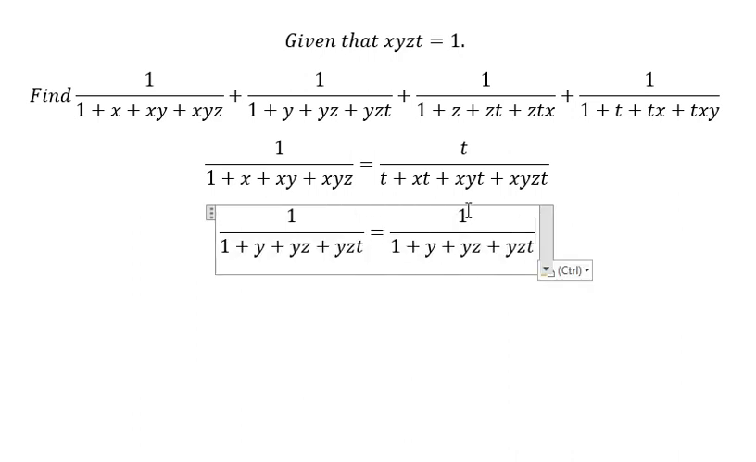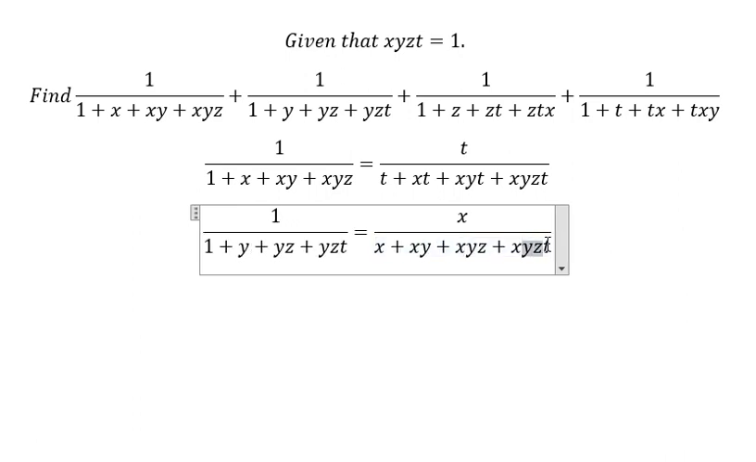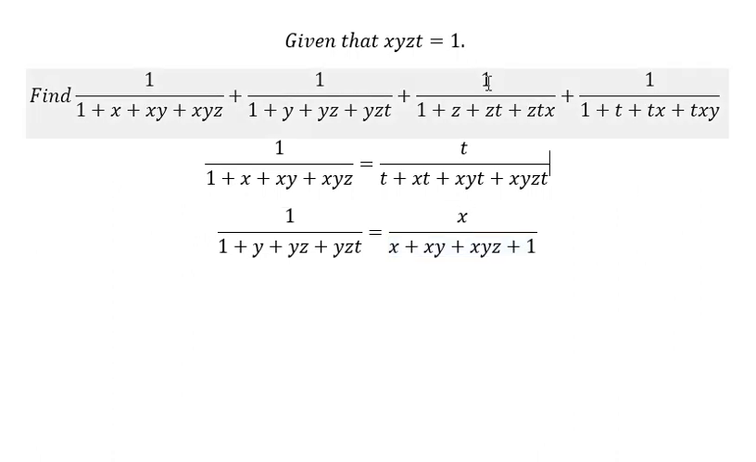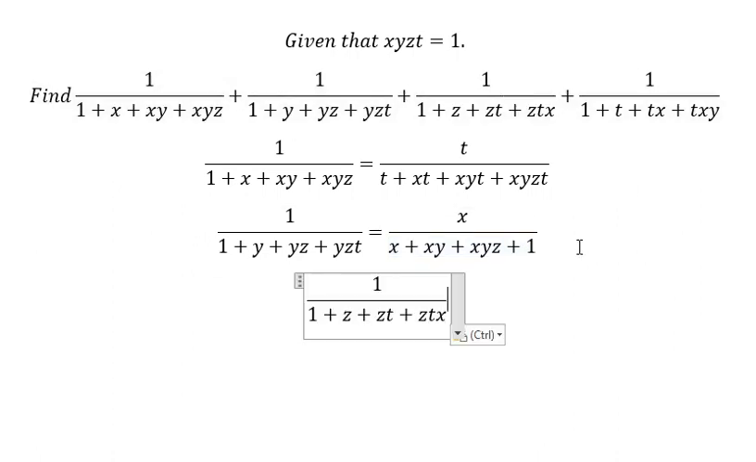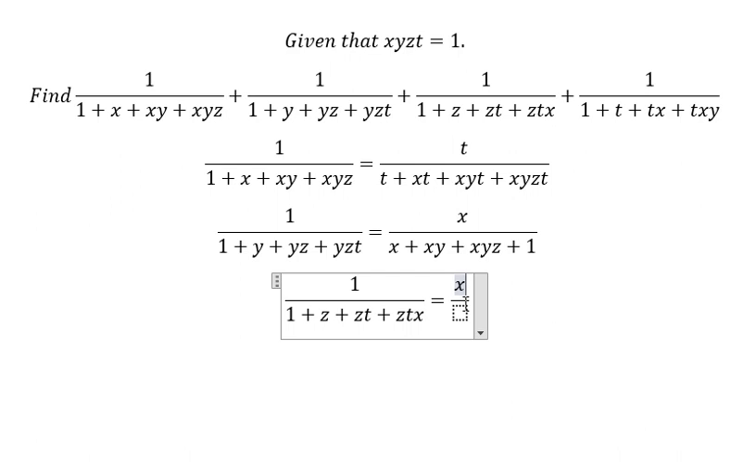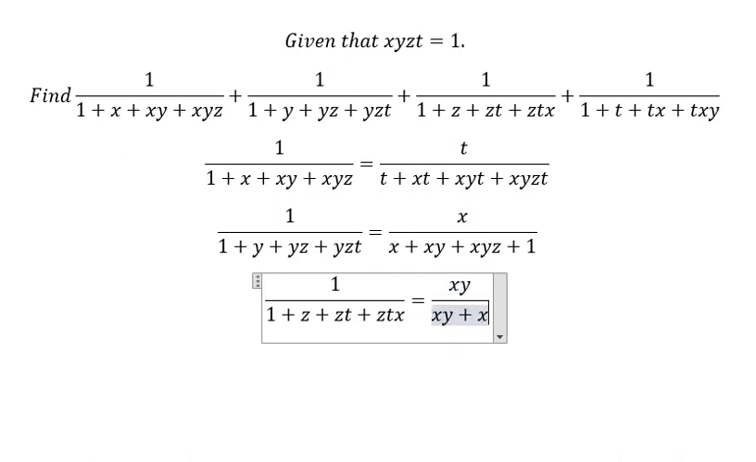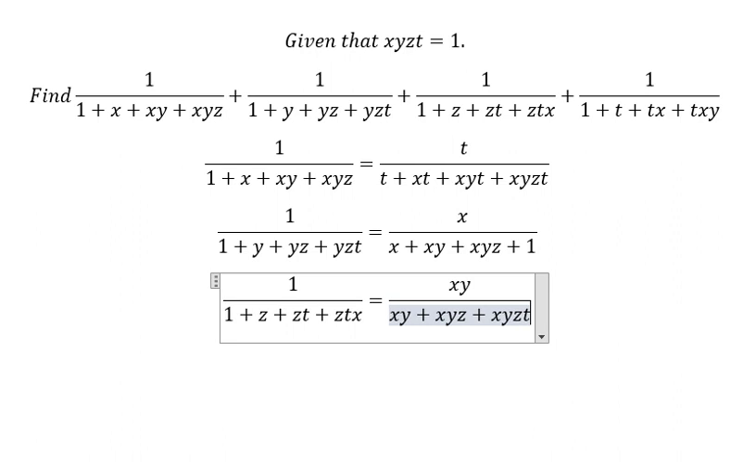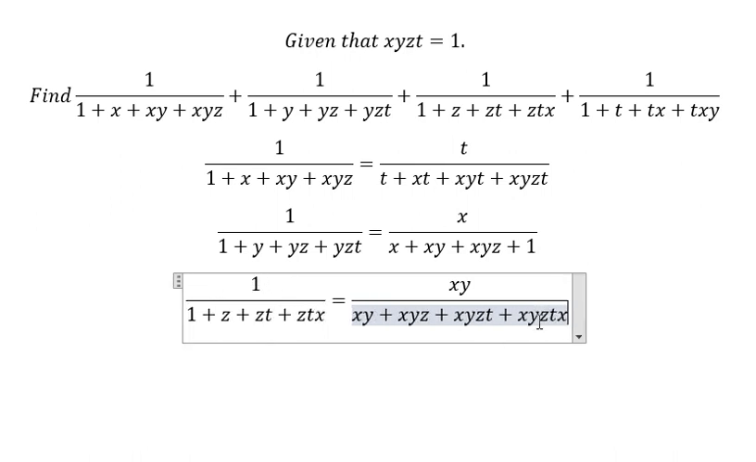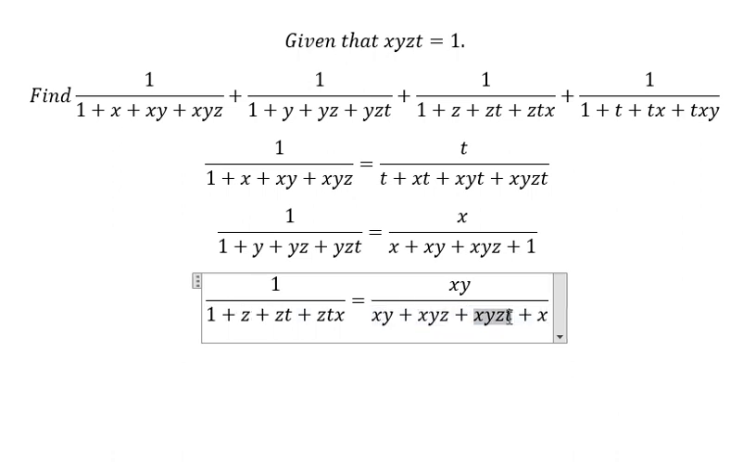So this one we have like this, and we have number 1. So now we have the same denominator in here. This one we need to multiply by sy. So this one we can simplify, and we have like this.